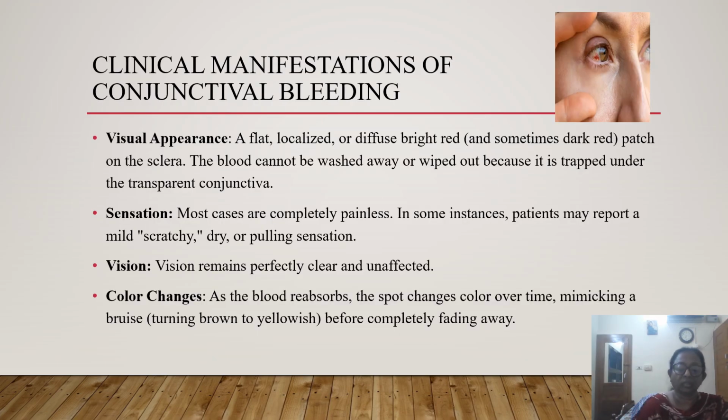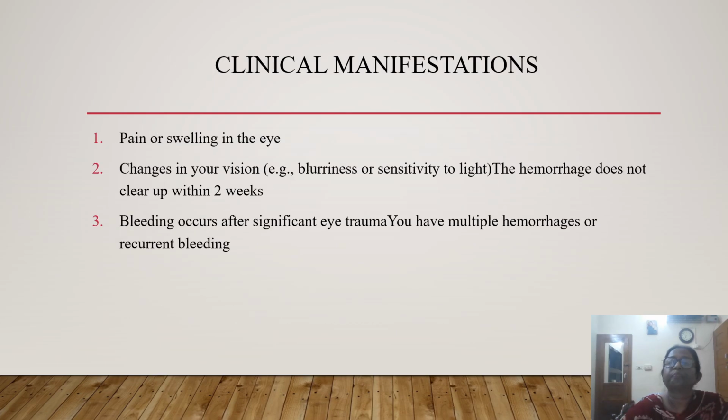Then clinical manifestations. Visual appearance: you can see bright red, sometimes dark red patches on the sclera. Sensations that patients may report: sometimes it is completely painless, sometimes there will be a mild scratchy, dull or pulling sensation. Vision may be perfectly clear and unaffected. Color changes: as the blood reabsorbs, the spot changes color over time, mimicking a bruise turning brown or yellowish before completely fading away. Seek care for pain or swelling in the eyes, changes in your vision, blurriness or sensitivity to light, bleeding after significant eye trauma, or multiple or recurrent hemorrhages.